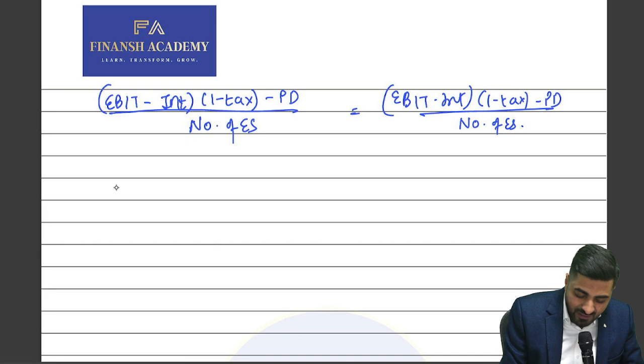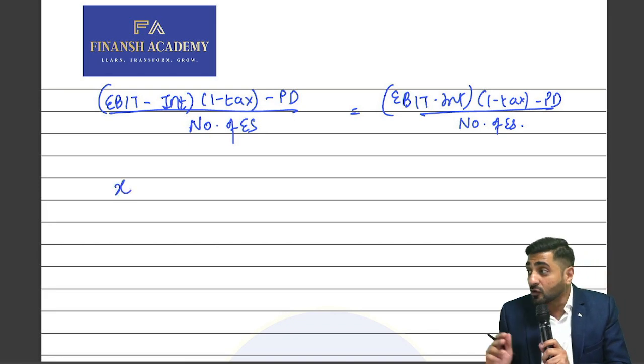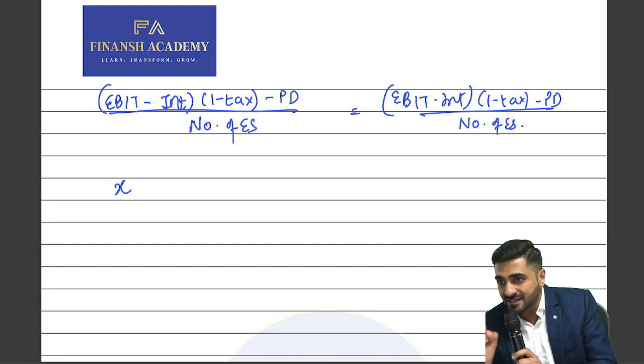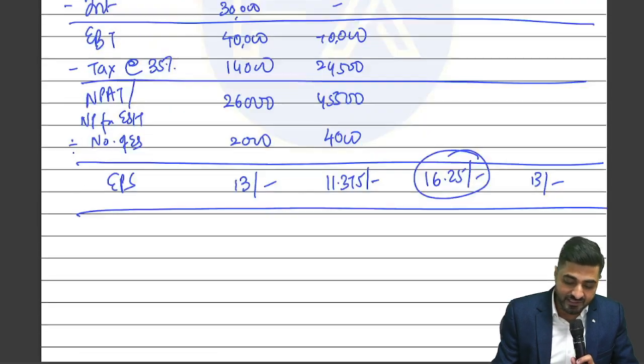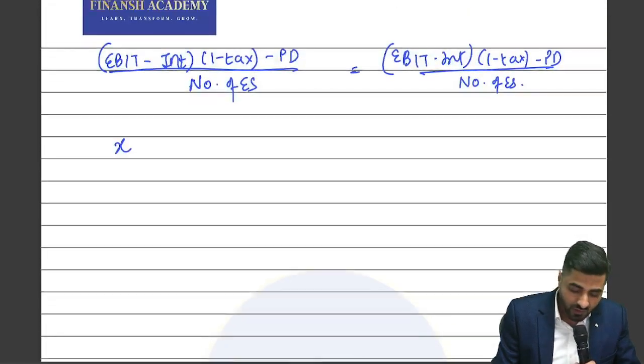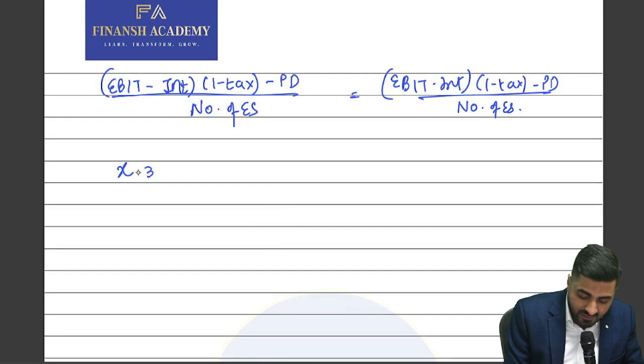So can I say let my EBIT be X? Because I want to find out that level of indifference in which my EPS should be the same. Please tell me, does plan 1 have any interest? Yes, sir. What is the amount of the interest? 30,000. So X minus 30,000.